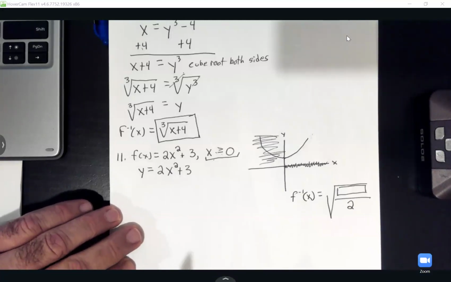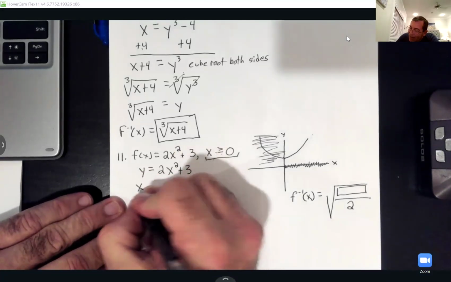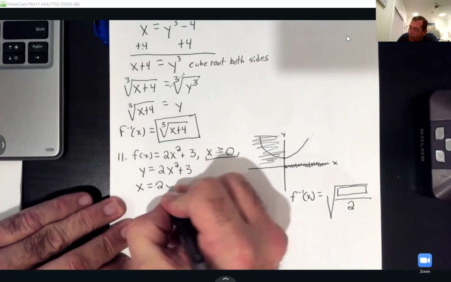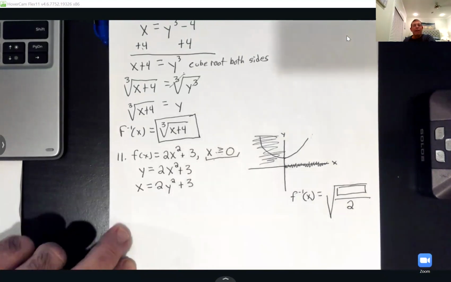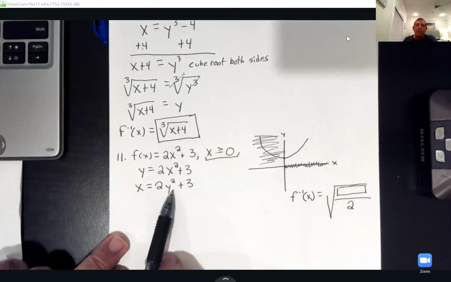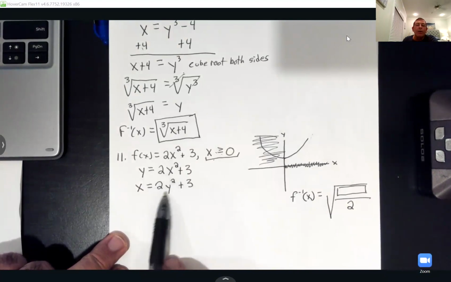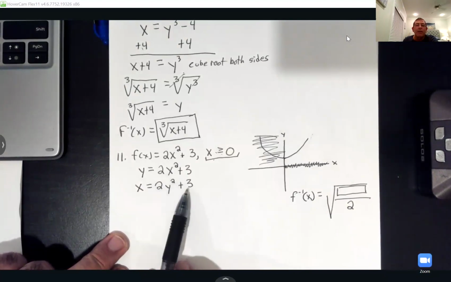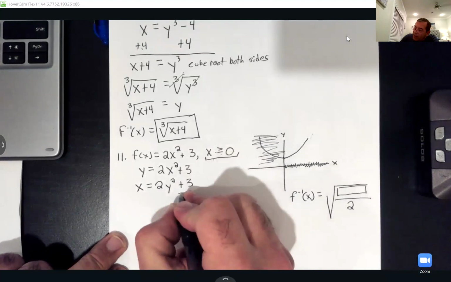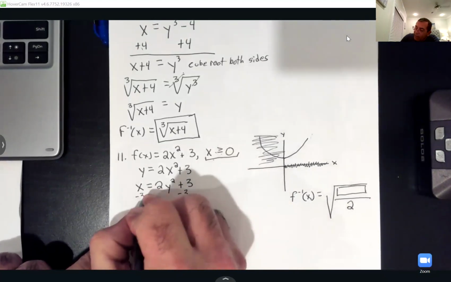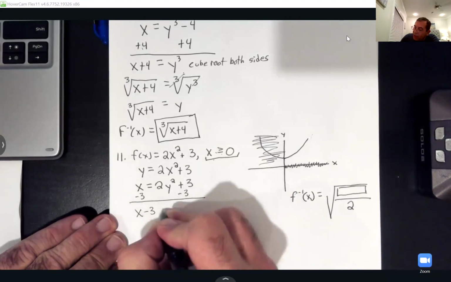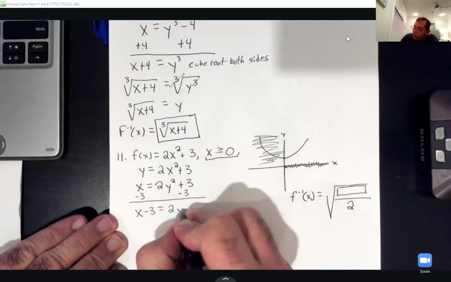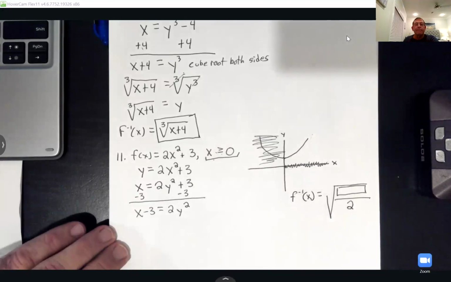Switch Y and X. All righty. So x equals 2y squared plus 3. Now, y'all, start solving for the y. Now, remember, we got to get this y squared term by itself first. So we're going to move this 3 by subtracting. So this is x minus 3 equals 2y squared.